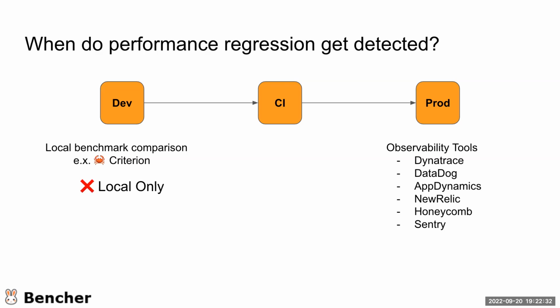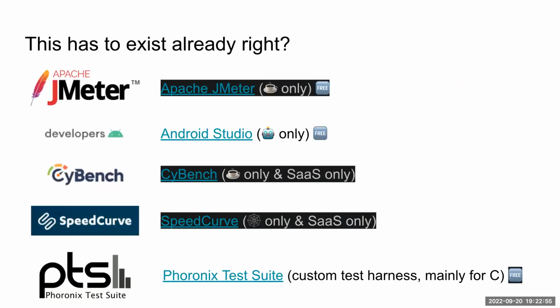It's local only for things like Criterion. It saves it in your target directory. And then for observability tools, that's kind of too late. You've already shipped poor performing code. So why not in CI? I kind of ran into this earlier this year and started to research and say, you know, there has to exist something for this, right?